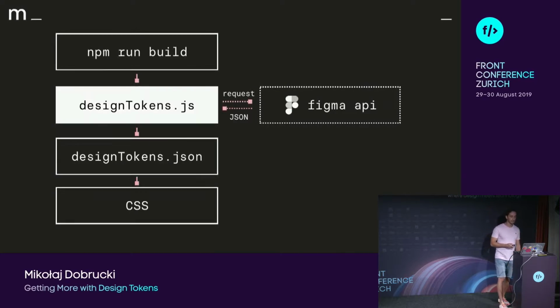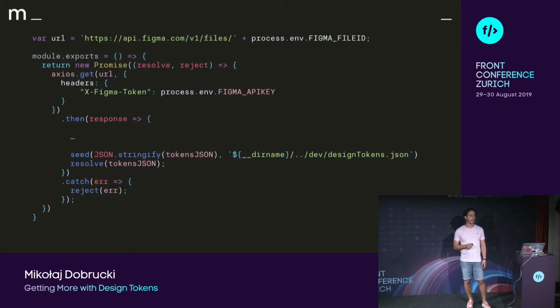And during the build, there's a file that is being run called, well, designtokens.js. And what happens inside of this file is that we send a request to the Figma API, which is an API that allows us to get some data about our designs from Figma. And as Figma is a cloud-based app, basically all the designs you do in Figma are always up to date. So you send a request, you get some JSON in a response.